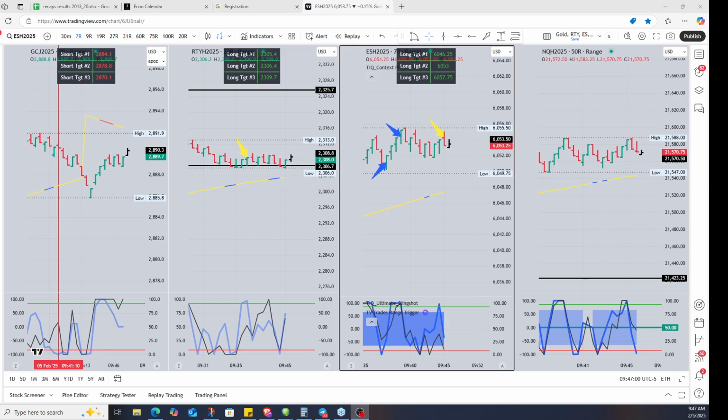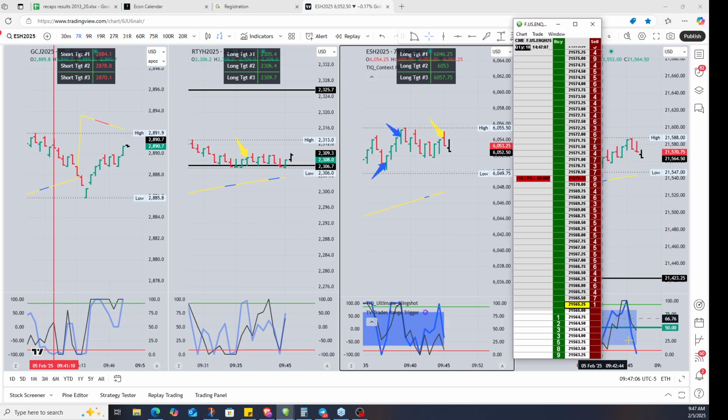Put in the board now. We have one right now on, I don't know if it's a good one or not, but we have one going on right here on the NQ. I just went long on the NQ.